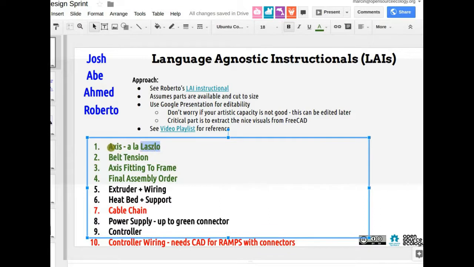In order to prioritize what's most important for the build, the axis is something we're going to be working on together, and that's pretty straightforward to make. But the axis fitting to frame should actually be the number one thing that we do, simply because that's where things start getting confusing and people start making mistakes. So let's do that as number one, the final assembly order as step number two, and the extruder as three, because once we have those, everything else is pretty much straightforward. So let's divvy it up.